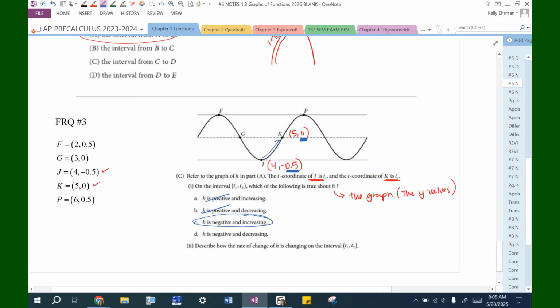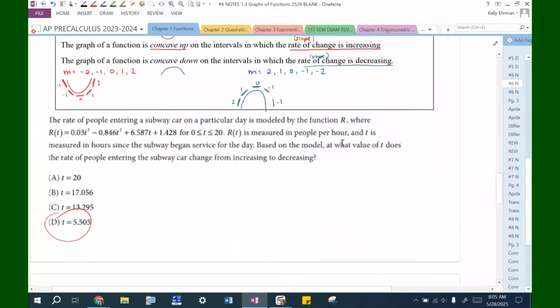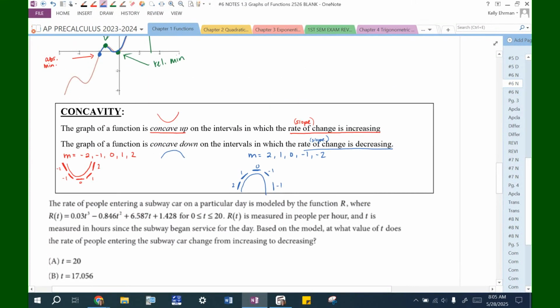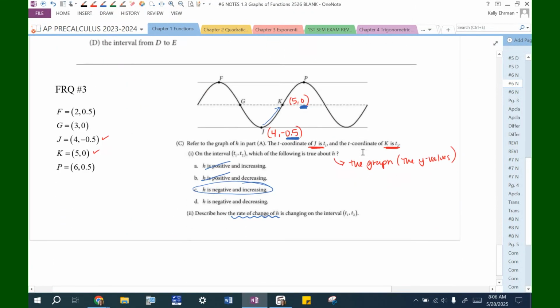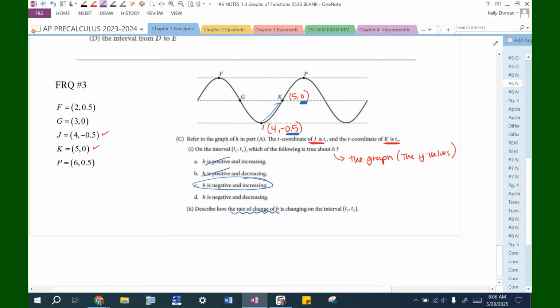Describe how the rate of change of H is changing on this interval. So this is always a question about concavity. So remember back here, let me go back. When the graph is concave up, the rate of change is increasing. When the graph is concave down, the rate of change is decreasing. So we're literally going to write that. We just have to identify the correct scenario. So again, we're looking J to K. That section of the graph is concave up.